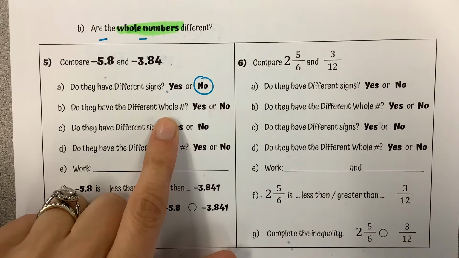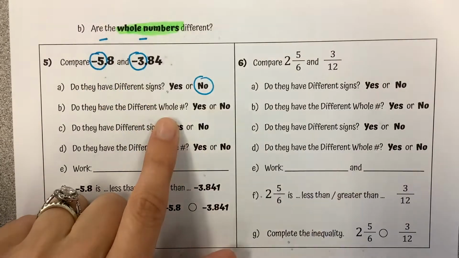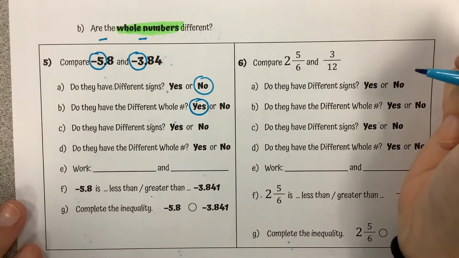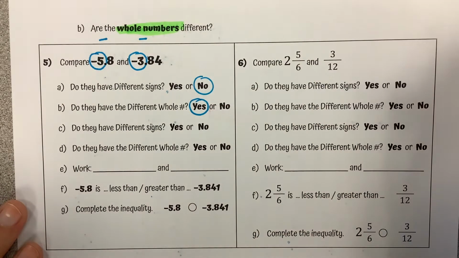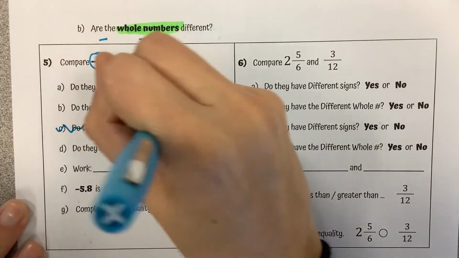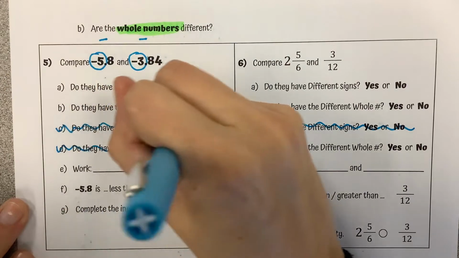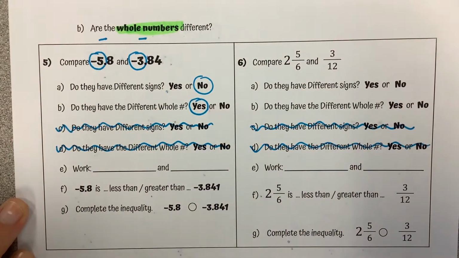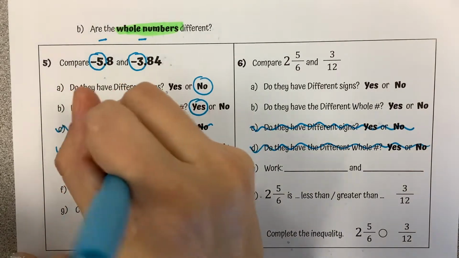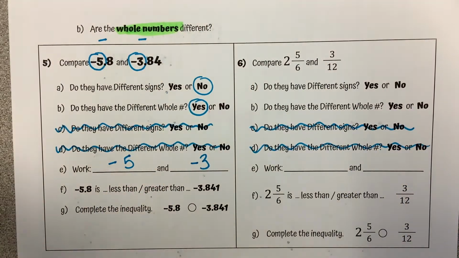So when I'm looking at the whole number here, okay, I've got -5 and -3. Are the whole numbers different? Yes. That's the number to the left of the decimal. So, do they have different signs, different whole numbers? Yes. So then what I'm doing for my work is I am just showing that whole number, -5 compared to -3, okay?